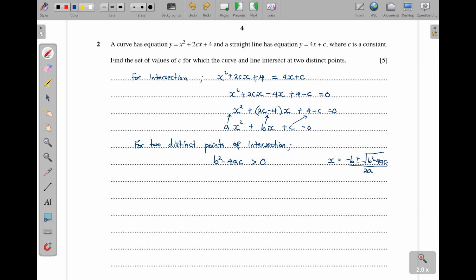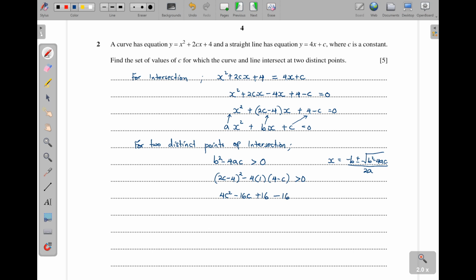Now, let us look at this one here. B squared. Our b is 2c minus 4. We square it, minus 4. Our a is a 1, a silent 1 here. And then c is 4 minus c, greater than 0. So to expand this one, get this 2, then square this one. You will have 4c squared, then 2 times 2c times negative 4. That one will give us negative 16c, and then put this square on the 4, which gives us a positive 16. Then minus this 4, of course, times 4, that one will give us 16.